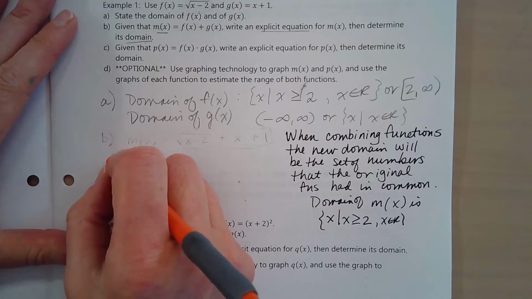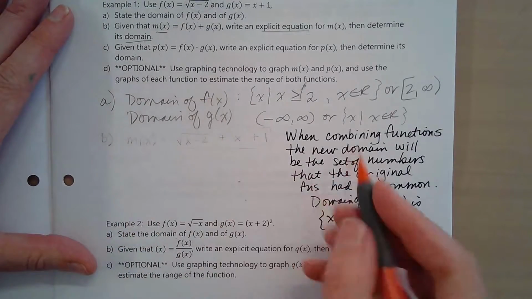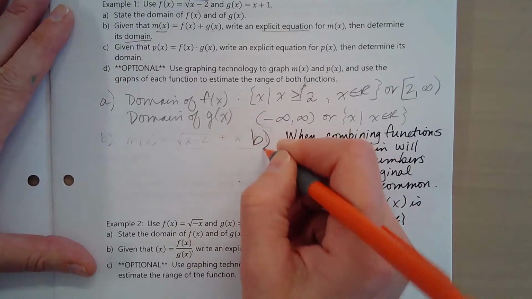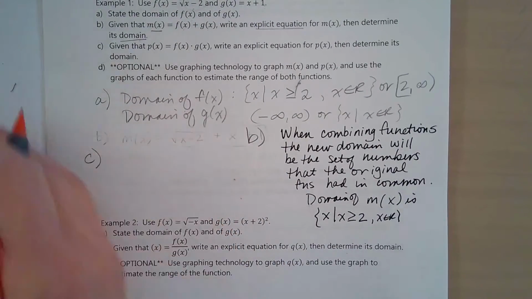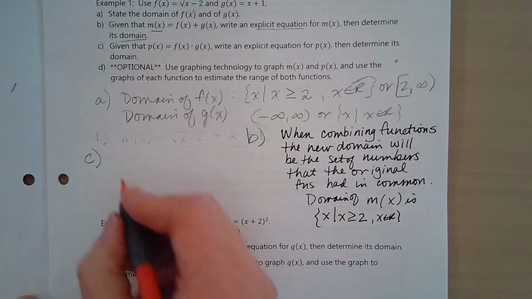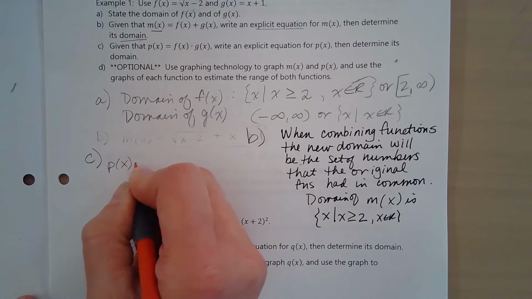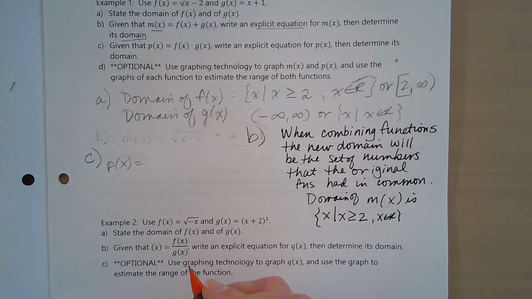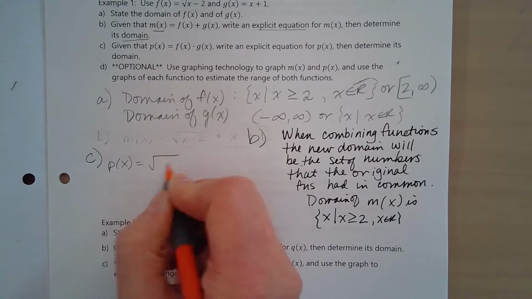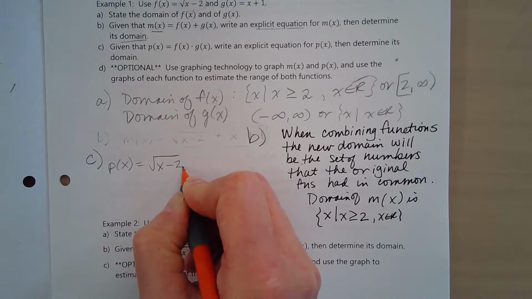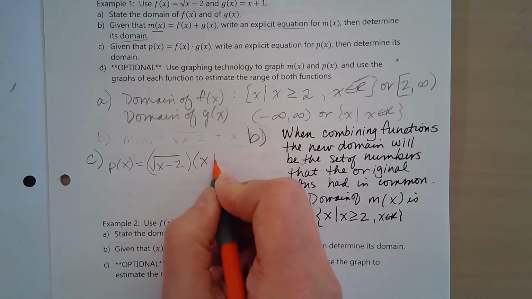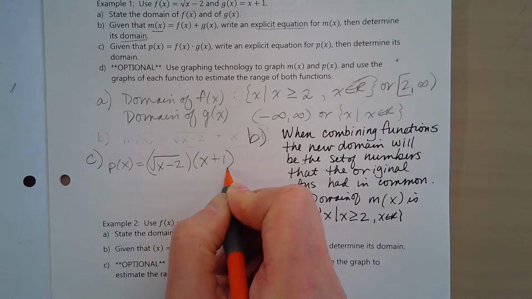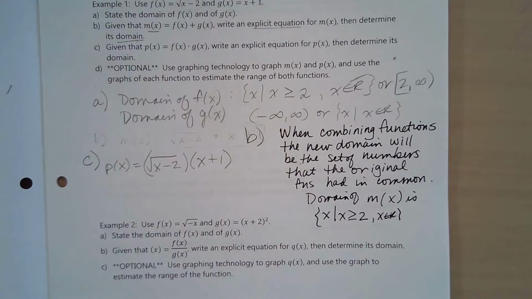Okay, so that was A, that was B, sorry. Okay, I'll move over here for C. Okay, C, let's do P of x then. P of x will be f of x times g of x. So that's going to be root of x minus 2 times x plus 1. Right, so see what you get there.